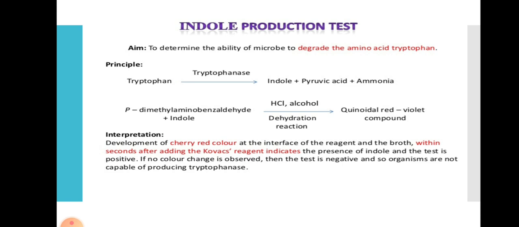Precautions to be taken during this experiment: take a fresh tryptone broth for best results. Repeated gentle shaking of tubes is necessary for 10 to 15 minutes after addition of Kovacs reagent for the development of deep red color. Third precaution is: do not incubate the inoculated tryptone broth tubes more than 48 hours, because after 48 hours of incubation, indole itself may be attacked and further degraded. If this happens, the indole will eventually disappear and you may get a misleading negative test result.